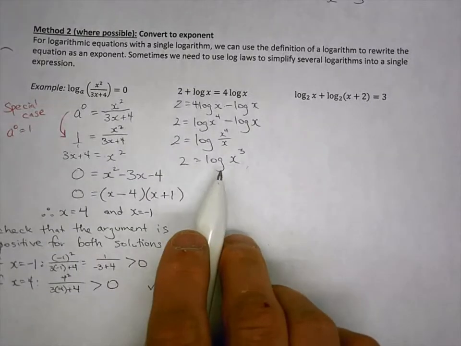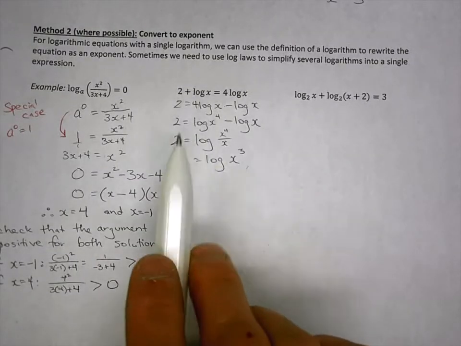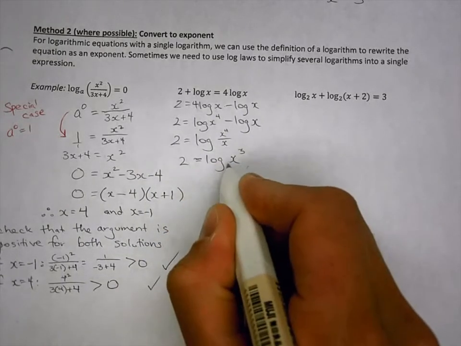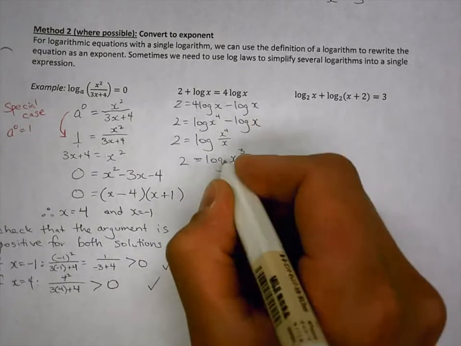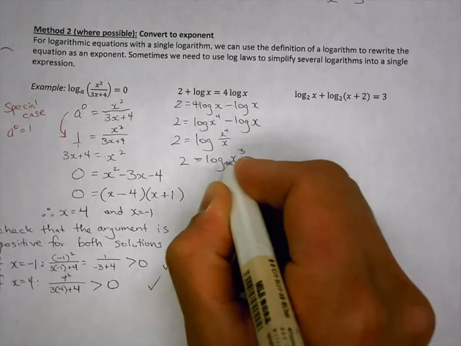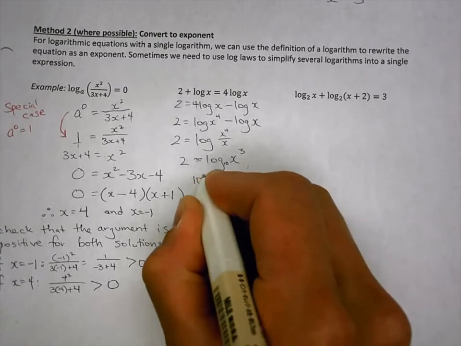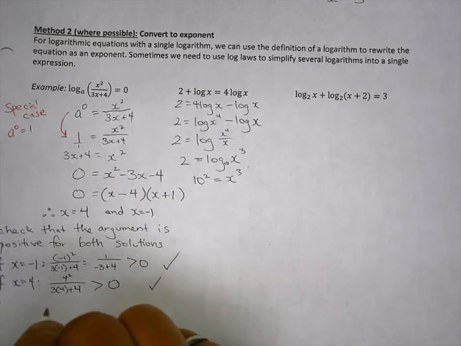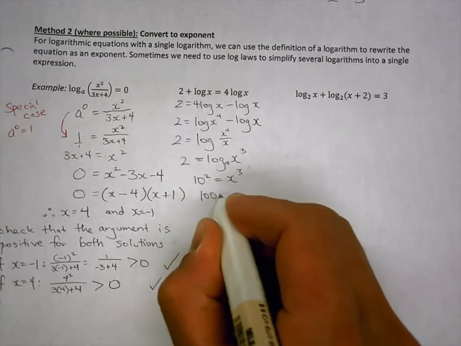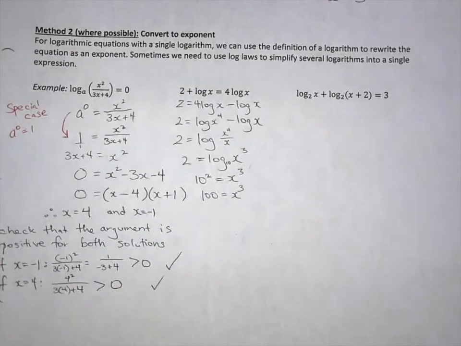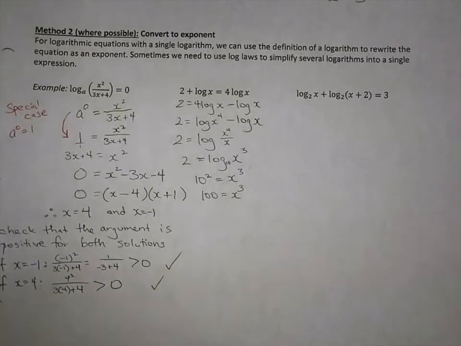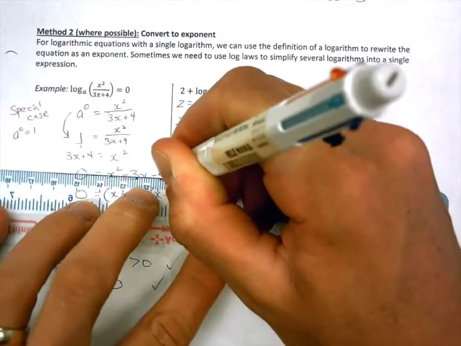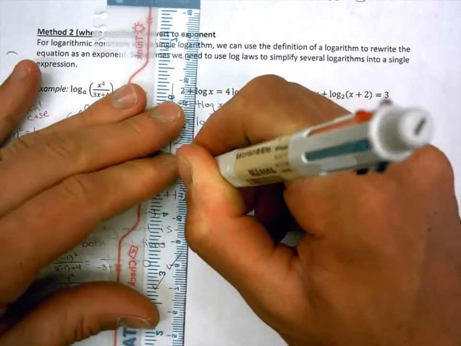Now I have a log on one side and a number on the other, so I can convert to an exponential equation. There's no base shown here, but we know there's a base of 10 if none is shown. So this is going to be 10 squared is equal to that argument x cubed. That means 100 is equal to x cubed. Sorry, forgive my mess here. Let me just draw a line here, a little wall to keep these two questions apart.